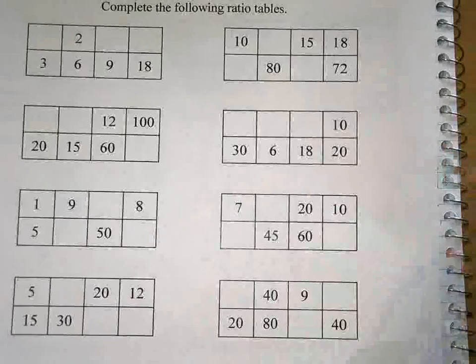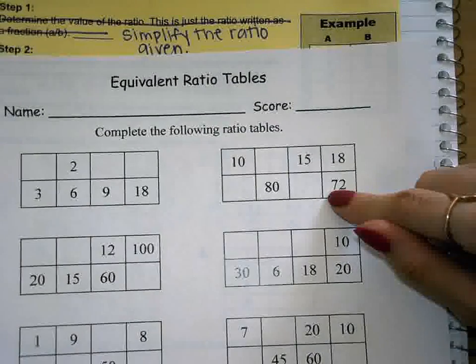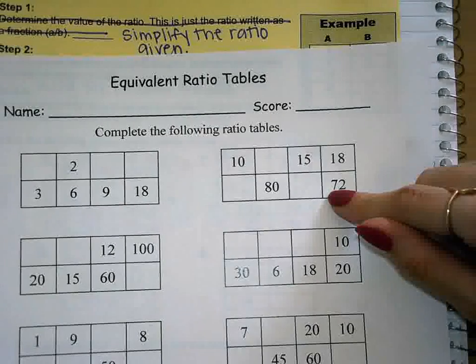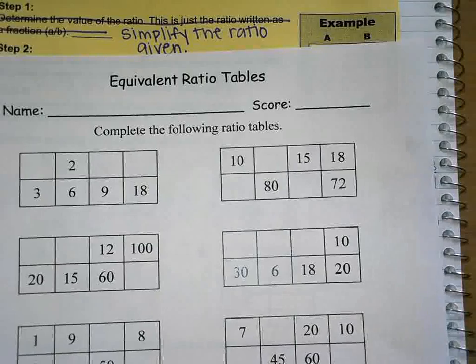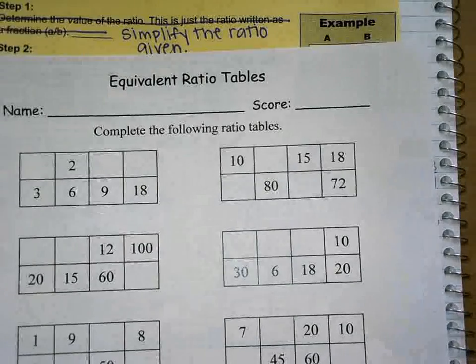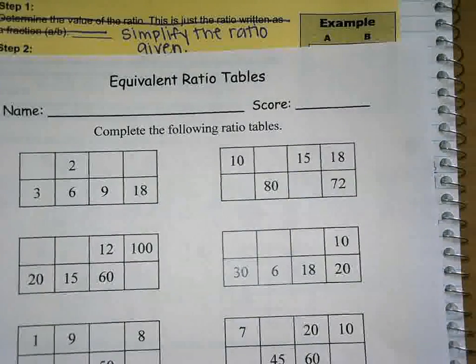Okay, so this is your homework assignment. It is a ratio table page, but instead of the ratio tables being up and down, they're going side to side. They look more like a fraction, and that is okay. You do the exact same thing. It's just up and down like a fraction instead of the side to side motion like our notebook showed.